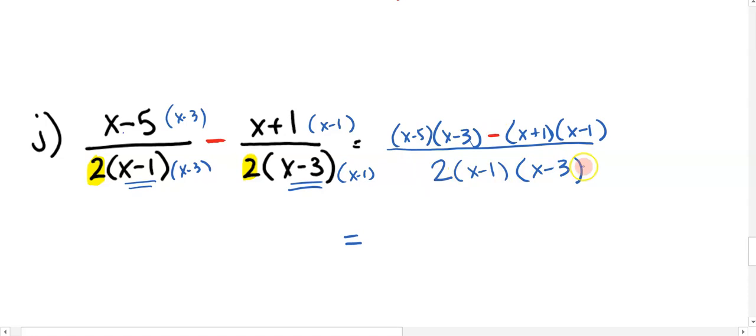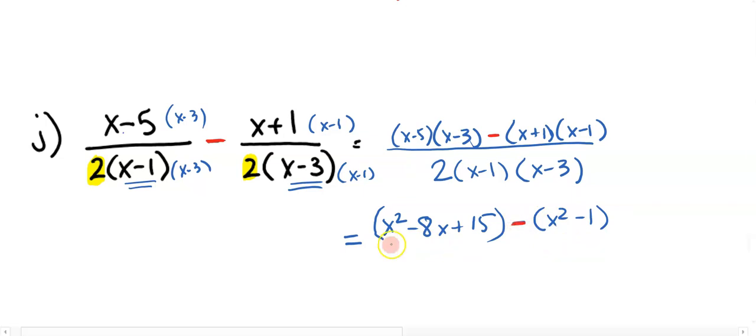Keep the bottom factored. So we can do some of this in our head or scrap paper, but just write the answer to this FOILed out here so we don't have tons of steps. So use scrap paper for foiling and all that stuff. So I'm going to get x squared minus 3 minus 5 is minus 8x plus 15. Keep it in brackets. Subtract. Now I'm going to get x squared minus x plus x minus 1. Right? Keep the brackets. That minus sign will mess you up if you go too fast. And then keep the bottom factored.